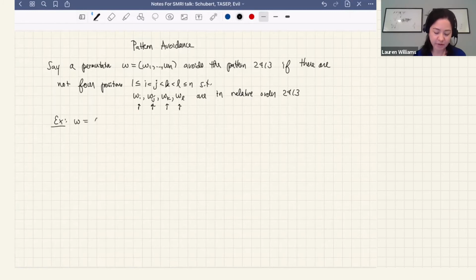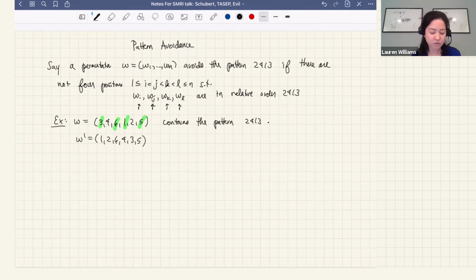So as an example, if W is the permutation 3, 4, 6, 1, 2, 5, and if I look at the letters 3, 6, 1, 5, then they have the relative order 2, 4, 1, 3. So we say it contains the pattern 2413. On the other hand, W prime, the permutation 1, 2, 6, 4, 3, 5, has no 4 positions which have the relative order 2, 4, 1, 3. So we say that it avoids the pattern 2, 4, 1, 3.